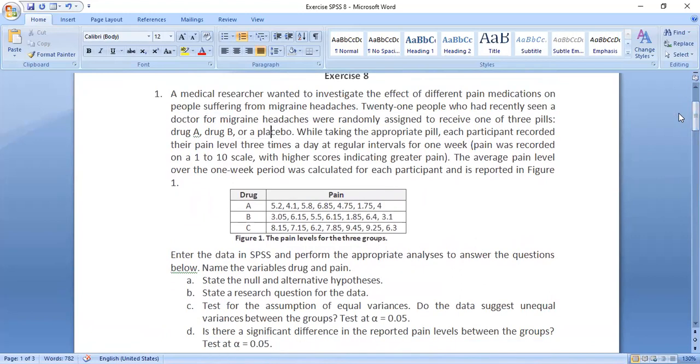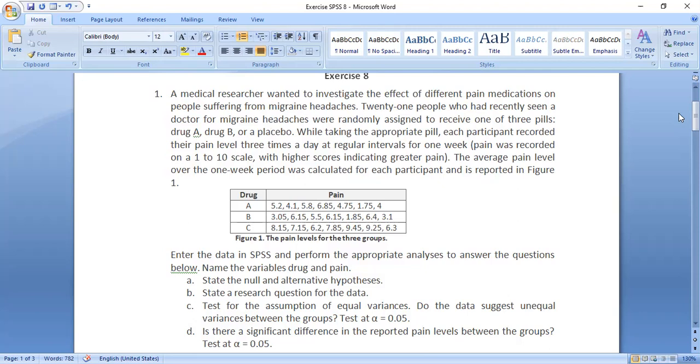Let's read the question first. A medical researcher wanted to investigate the effect of different pain medications on people suffering from migraine headaches. 21 people who had recently seen a doctor for migraine headaches were randomly assigned to receive one of the three pills: drug A, drug B, or placebo.